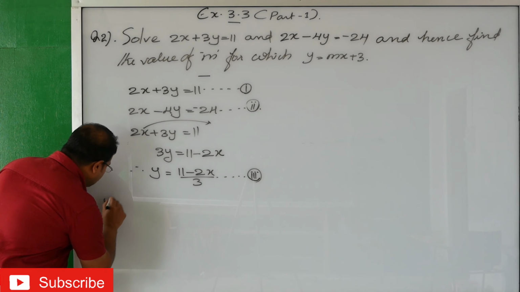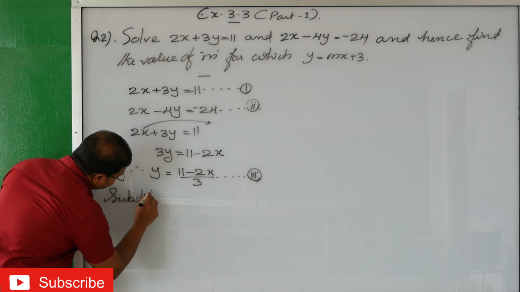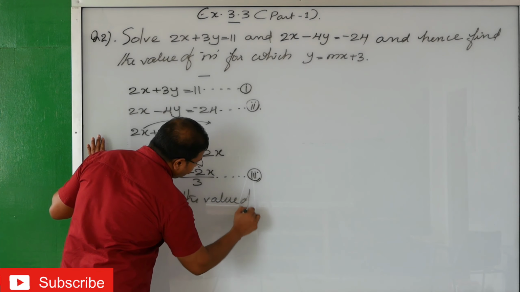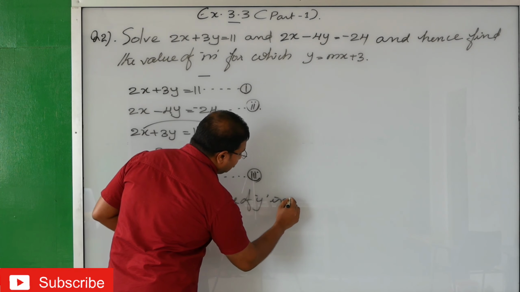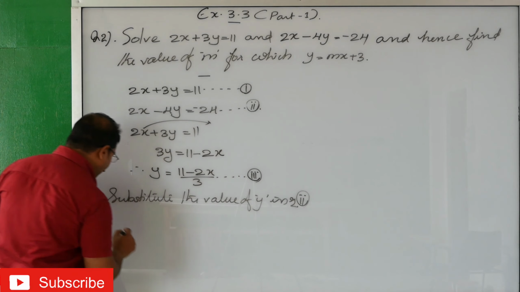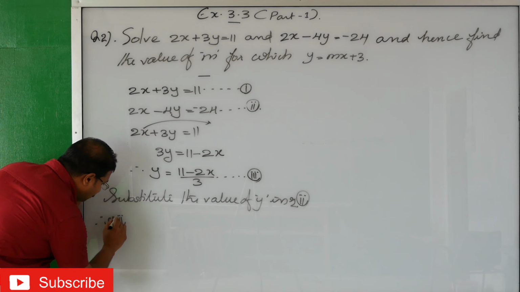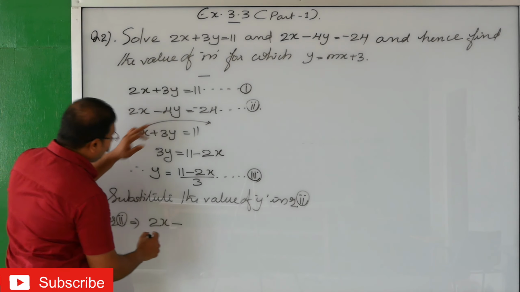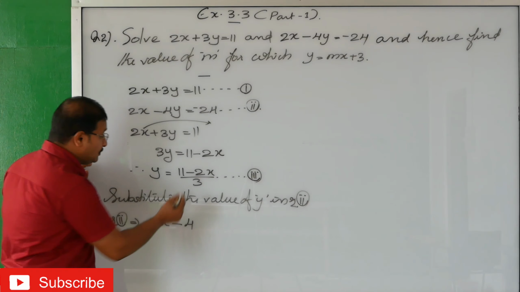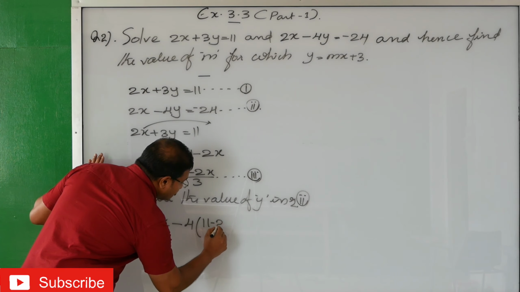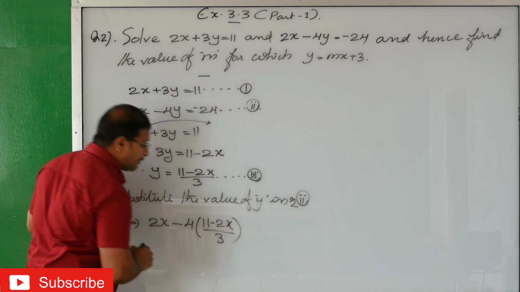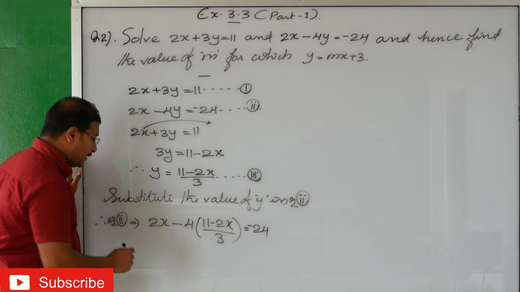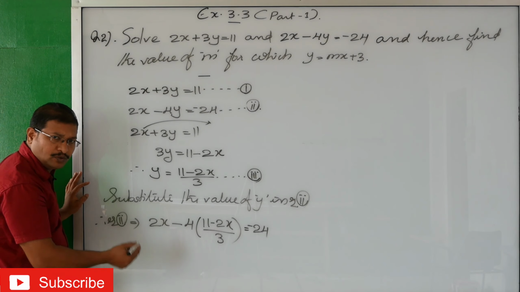Ready? Now what will you write? Substitute the value of y in equation 2. Therefore, equation 2 implies, what is the second equation? That is 2x minus 4 times y. In place of y, what will you write? (11 minus 2x) divided by 3, put in bracket, equals minus 24. Ready? This implies, now I think we'll do it directly.